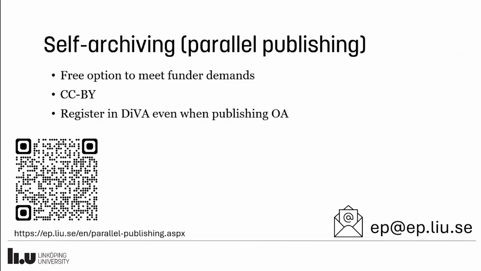So I talked a lot about self-archiving. It can also be called parallel publishing, and in Swedish, parallell publicering, if you're figuring out what this term is that he's speaking about. And it's a free option to meet the funder demands. But remember that you need to use a CC BY license on the self-archived full text. It's not enough to just put the full text on Diva. It needs to have a CC BY license.